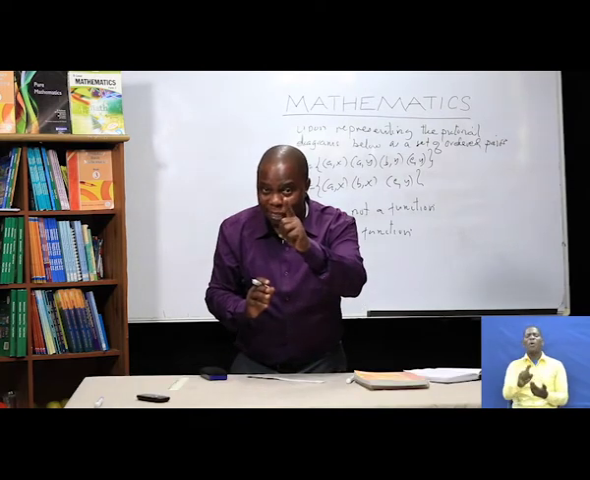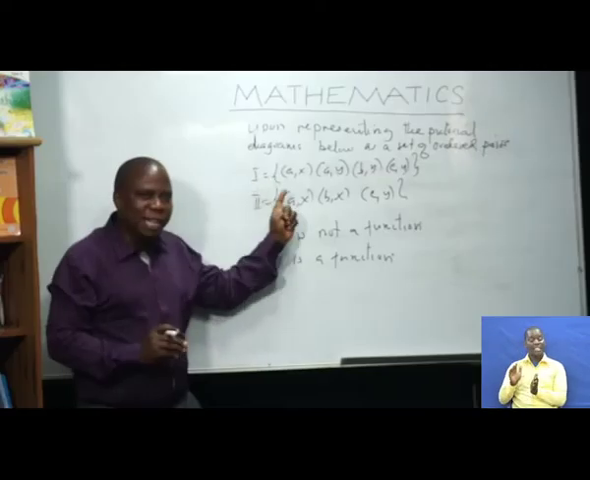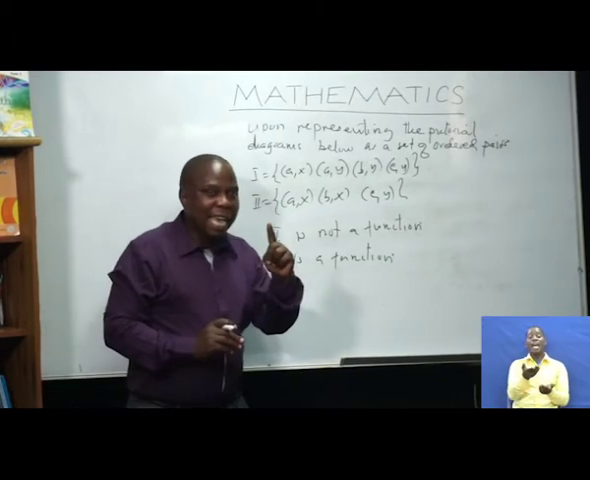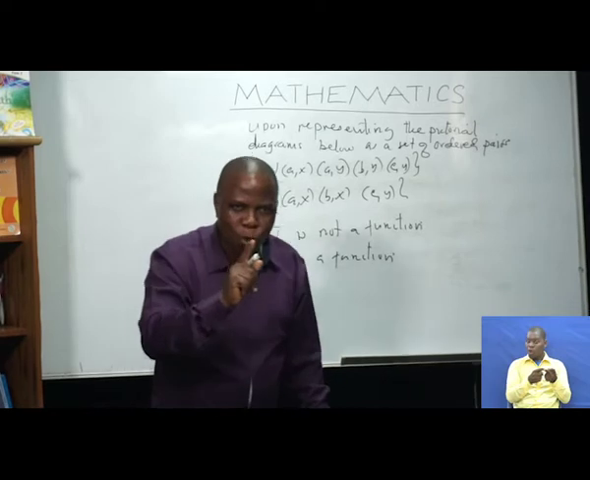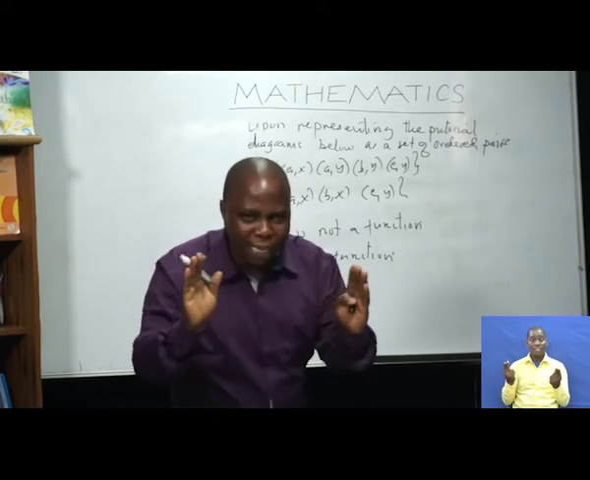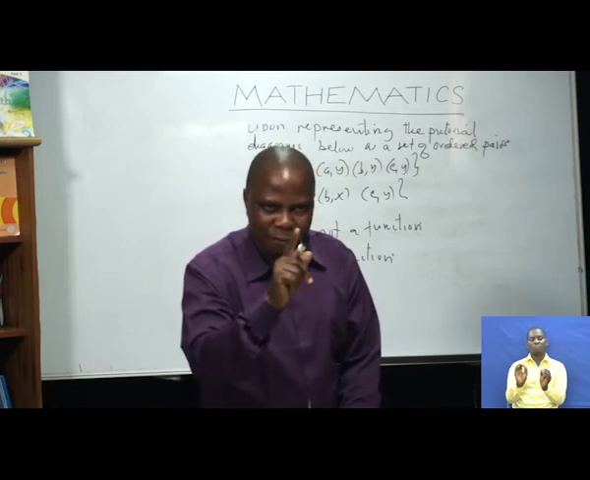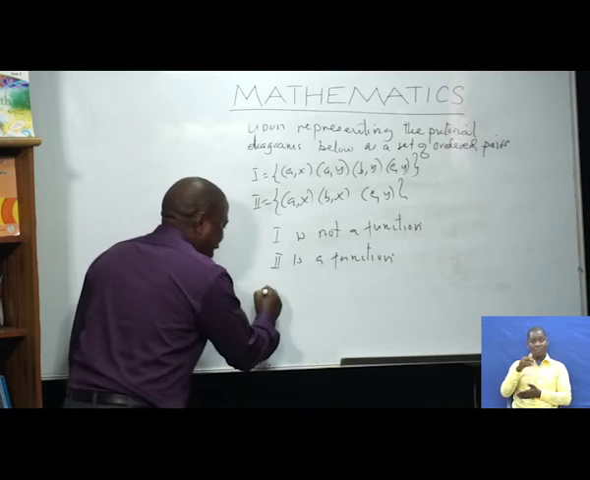What is the concept? It is this: if I define by using the ordered pairs, I would simply say a function is a relation in which no two distinct or different ordered pairs of the same set can have the same first entry. That is what I can define here. That is a function.